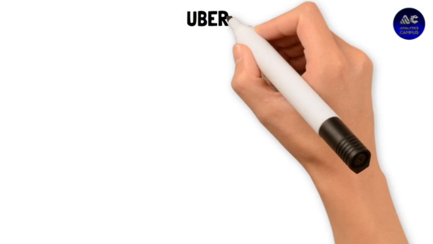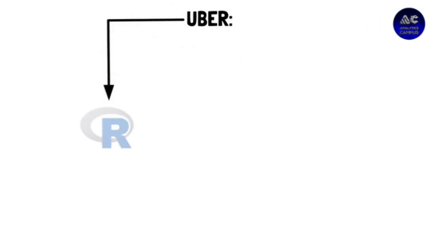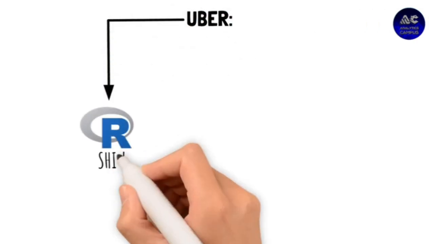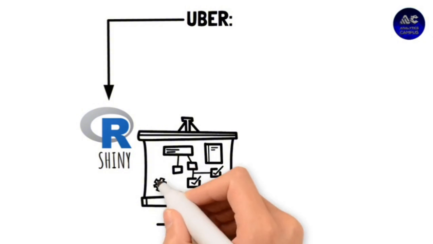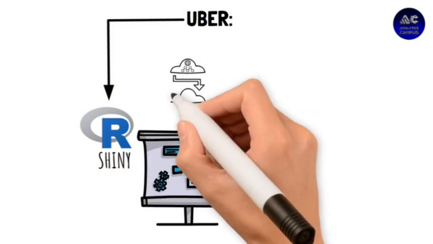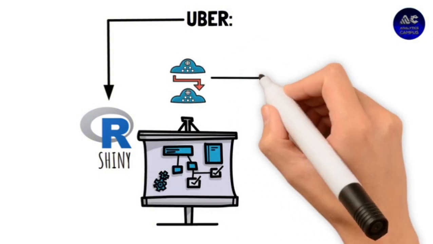Uber makes use of the R package Shiny for accessing its charting components. Shiny is an interactive web application that's built with R for embedding interactive visual graphics.